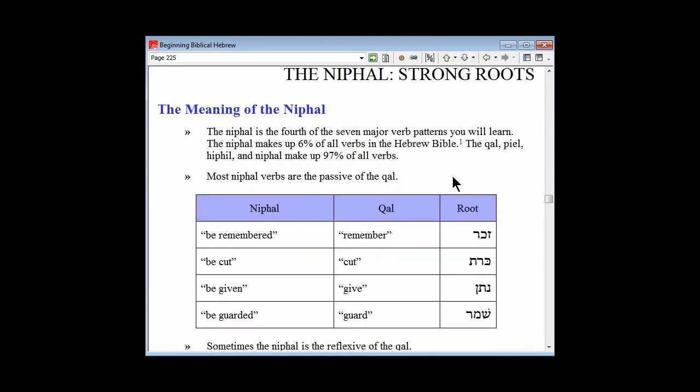Now, as with the hifil, the nifal pattern is going to create some nuance in meaning, some difference in meaning with verbs that are in the kal. Basically, the nifal form is the passive version of the kal. So here we have zakar, remember, and here we have be remembered. Again, it's passive. Cut, be cut. Given, be given. Guard, be guarded. And you have the passive form of the same lemma meaning in the kal. So that's basically what the nifal does.